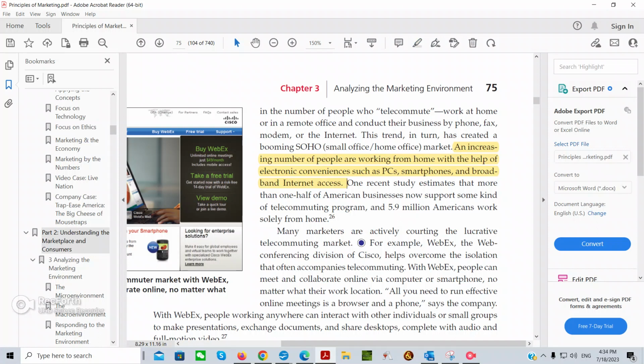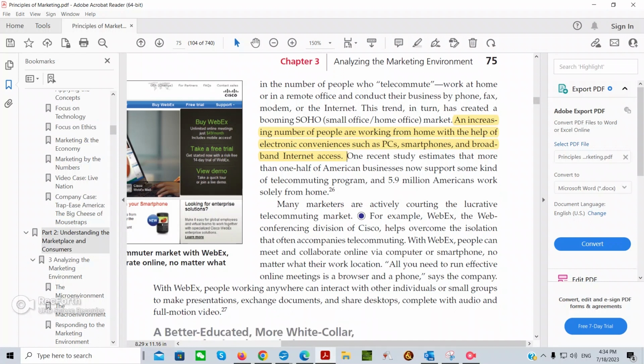One recent study estimates that more than one half of American businesses now support some kind of telecommuting program, and 5.9 million Americans work solely from home. Now it's a lot more now, especially since the pandemic of 2020. So now it's 2023, it's probably several times as much as that, but that was as of 2012.